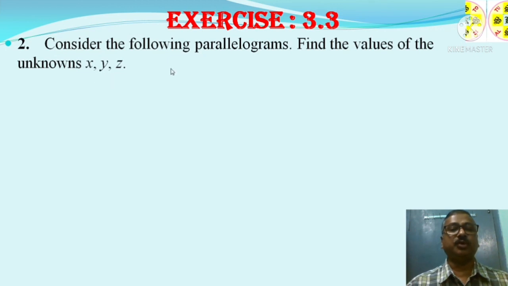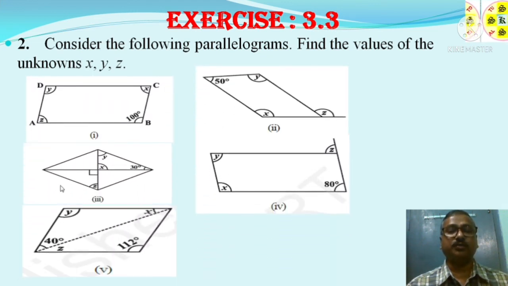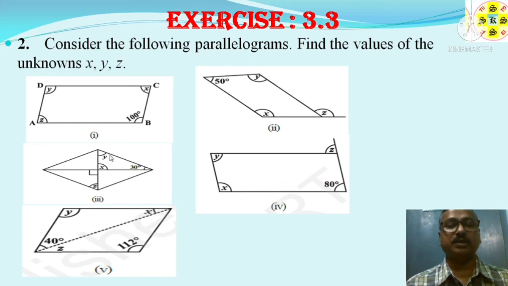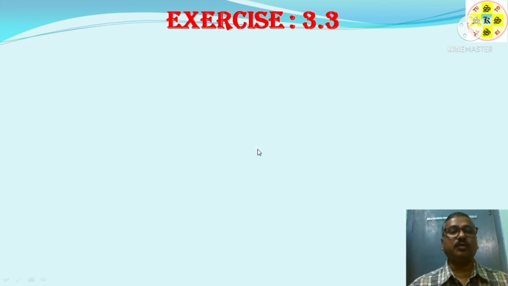This is from the figure. Parallelograms are there. We have to find out some unknowns x, y, z. Now see, there are 5 parts in the question: number 1, 2, 3, 4, 5. So we have to find one by one all the values of x, y, z. The same way somewhere x, y, z, and this is a rhombus. We have to write this is a rhombus. Again one diagonal is there, so we can find x, y, z. So now there are 5 parts, so we have to discuss one by one.